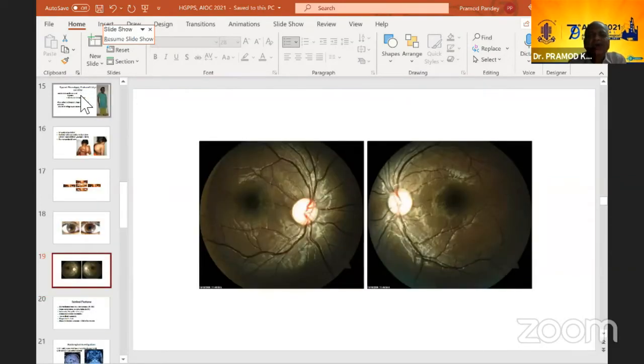Now, this is showing very gross intorsion. Why it happens, I am not able to say. Both patients had gross intorsion. As we can see here, this one is very gross.